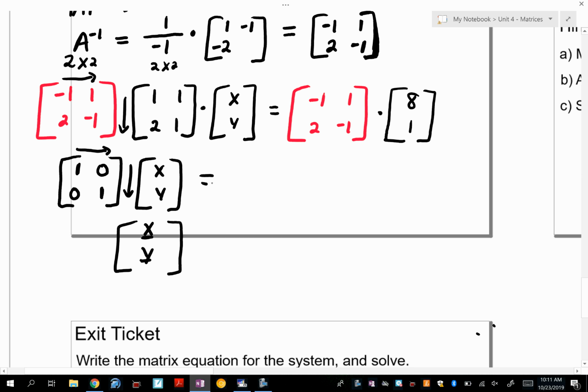So what you should write down right now, let me box it right here. You should write down x and y, that matrix on the left side, and then my inverse matrix times my constant matrix. You're going to have to show that one.